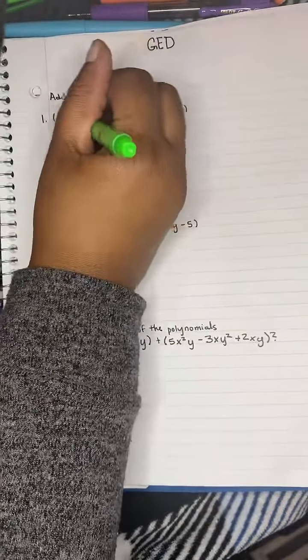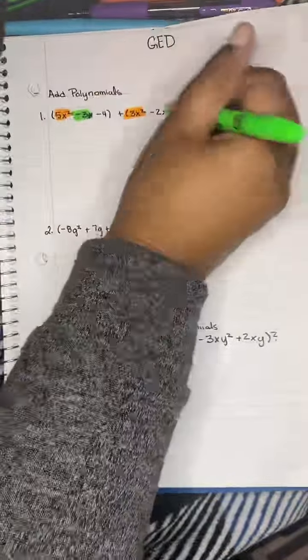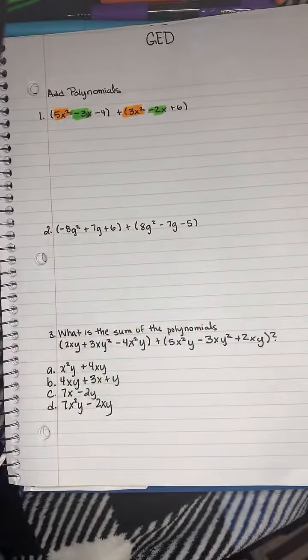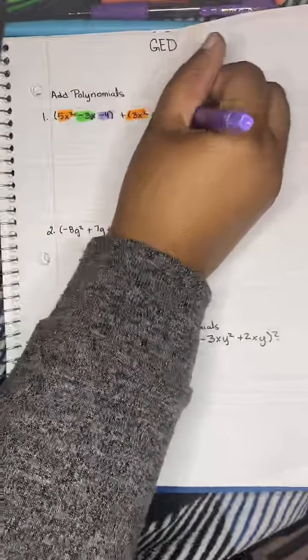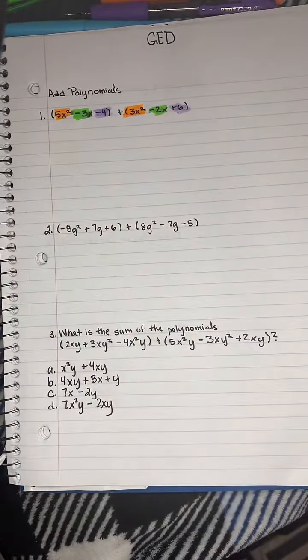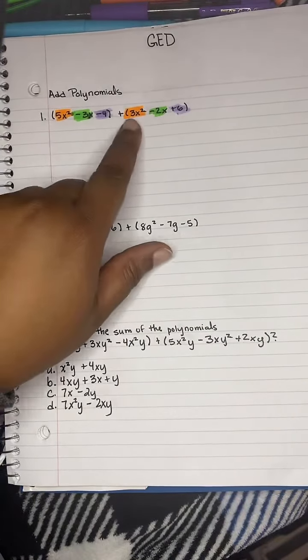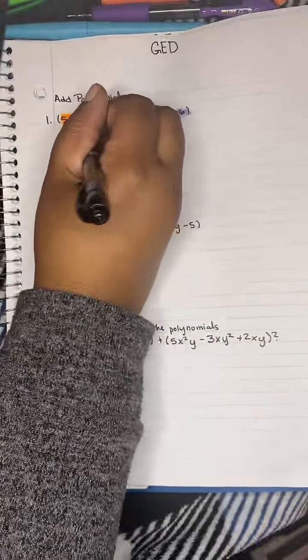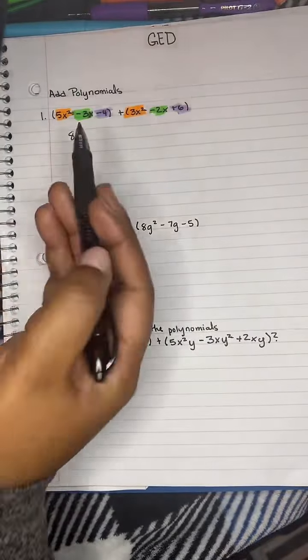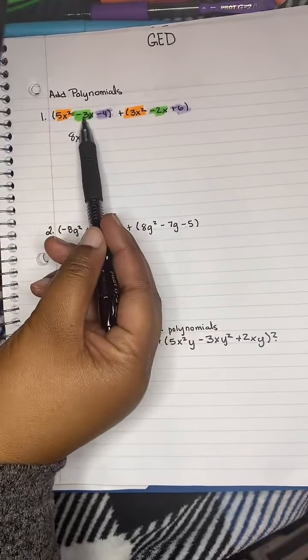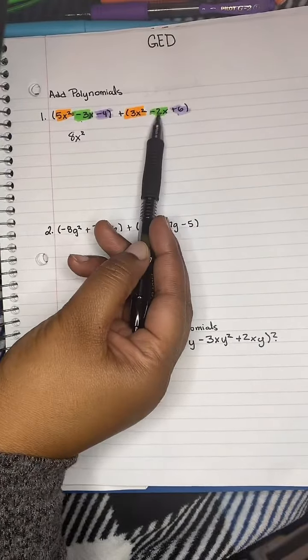And we have a negative 3x, and we have a negative 2x here. And then our last like terms are these constants, which just means the numbers without any variables. So we're going to connect our oranges. So 5 plus 3 gets us 8x squared. Okay. Then we have our greens. So a negative 3 minus 2.